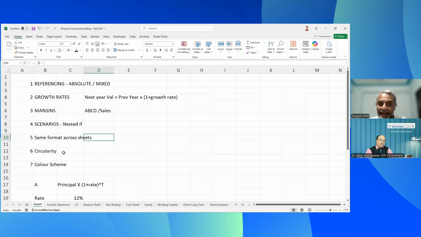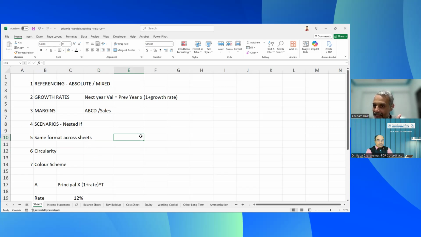Then there is a circularity, because our model will have a circularity. Our balance sheet will match because we will calculate cash from the cash flow statement and then link it to the balance sheet, and our balance sheet should therefore match, right?